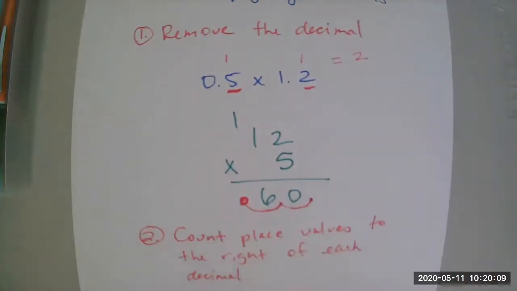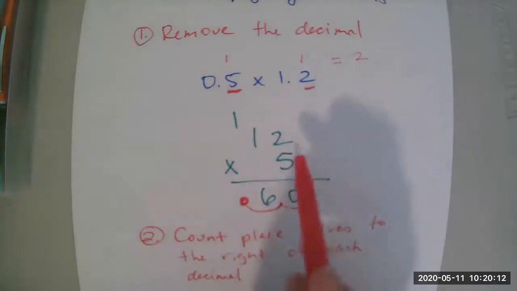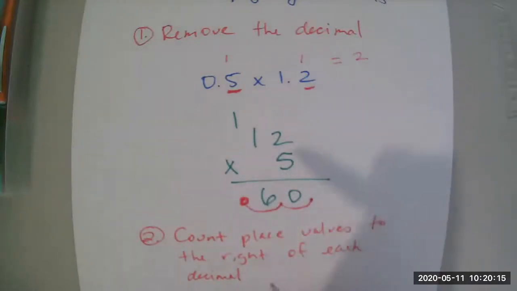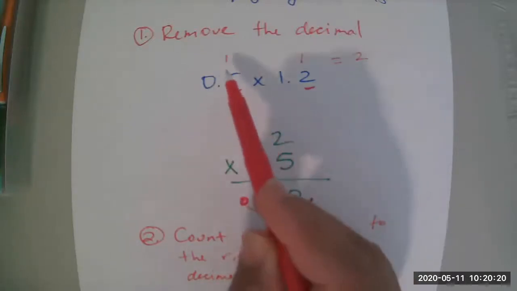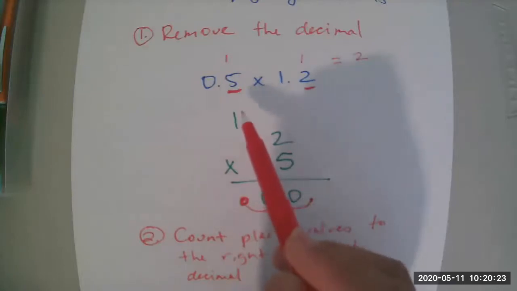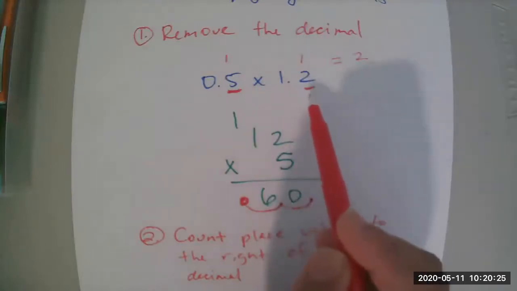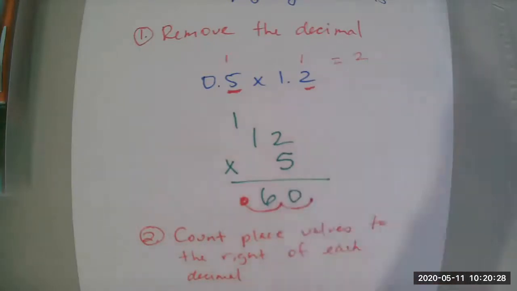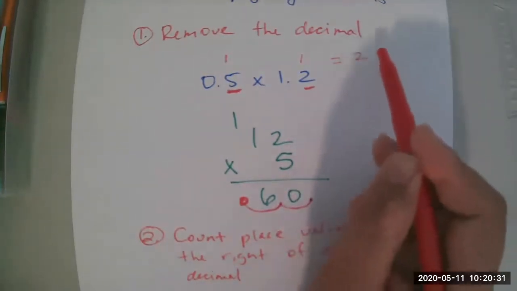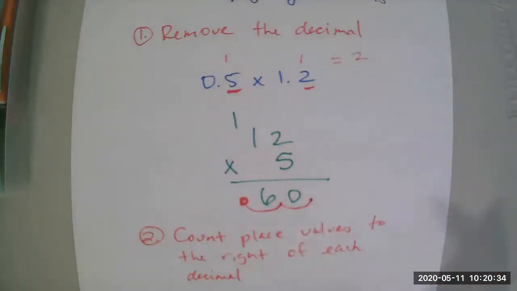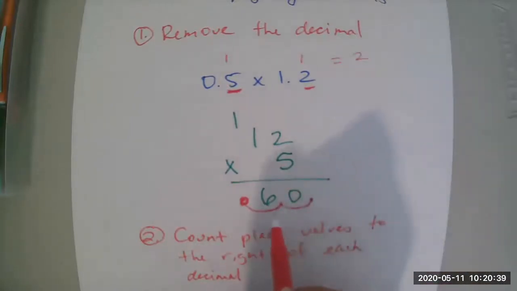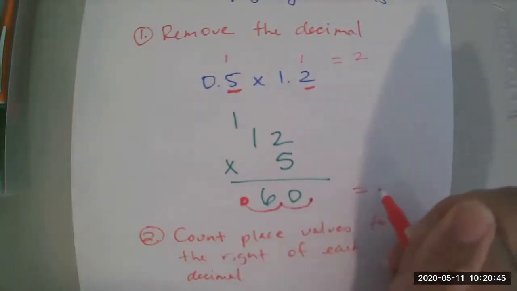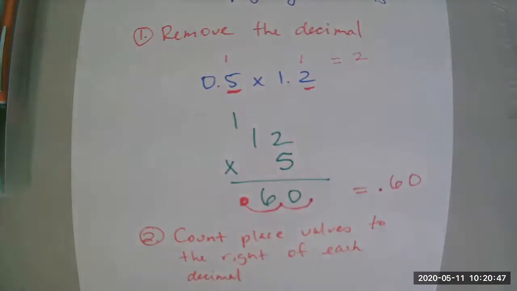Hopefully that made sense to you. So first thing we do, remove the decimals, multiply as usual. At the end, count the place values to the right of each of the original decimals we used to multiply. So here there's 1 digit to the right of the decimal point and another digit to the right of the decimal point, making a total of 2 digits to the right of the decimal point. And this is going to guide you where to put your decimal. So you start at the very far right of your number and you count over 2 spots. 1, 2. That's the new home of your decimal. So your answer is 0.60 or 6/10.